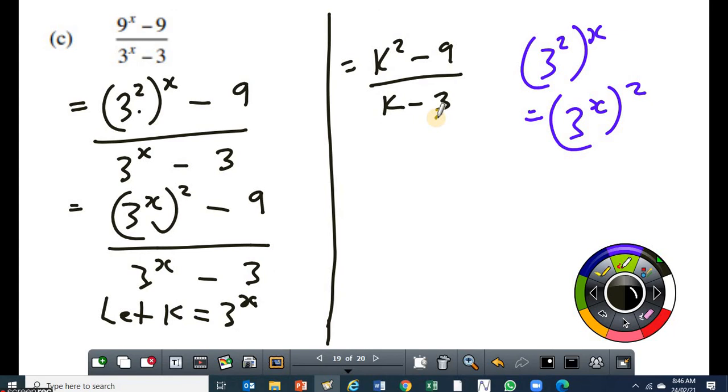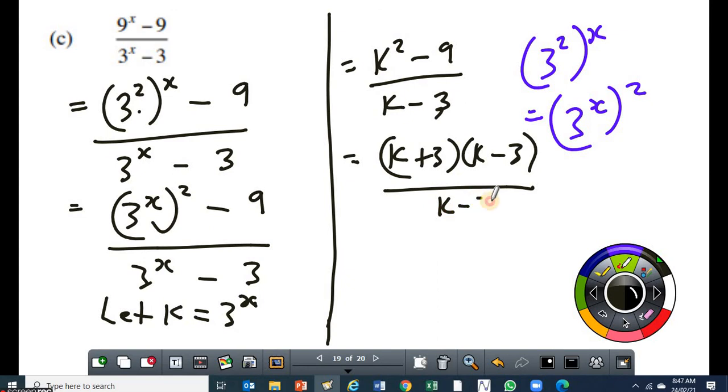Now in grade 9, what do we call the algebraic expression which is in the numerator? It's a difference of 2 squares. Your grade 9 teacher taught you how to factorize by using a difference of 2 squares. So this becomes k plus 3 times k minus 3 all over k minus 3.